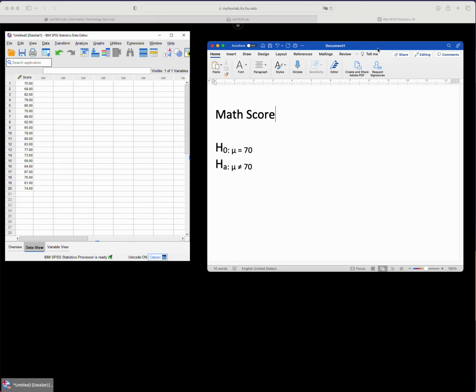So to start, I have some simulated data here that I just created for the purposes of this demonstration. Let's say they're math scores. And for a one sample t-test, what we're looking at is whether or not the sample that we have is significantly different from what we think the mean in the population would be. So in this case, our hypothesis is that the scores are different from 70. You can see that here where our null hypothesis is that the scores are 70 and our alternate hypothesis is that they are not 70.